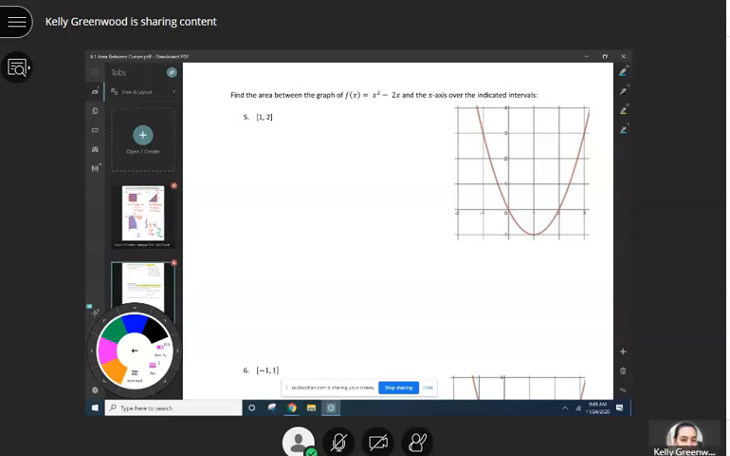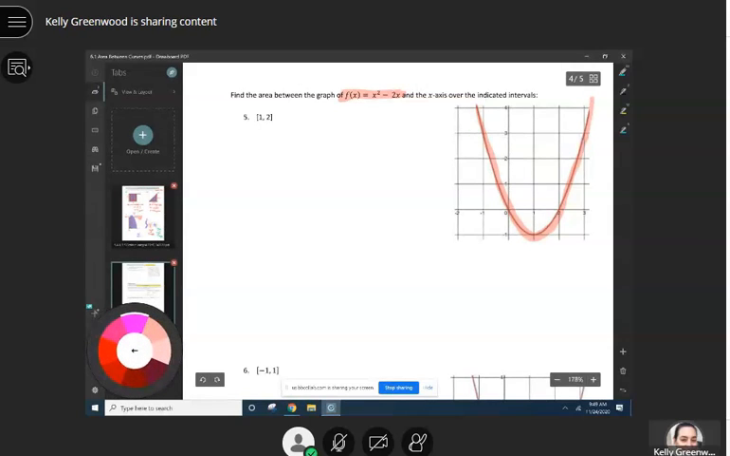Okay, so what is this problem asking us? It's asking us to find the area between the graph of f. So they gave us a parabola again. This parabola, I should label that f. I don't know why I'm being so lazy on my notes. Okay. And the x-axis. So we're going to go between that and the x-axis. The x-axis is just g. I'm going to label that g of x equals 0.